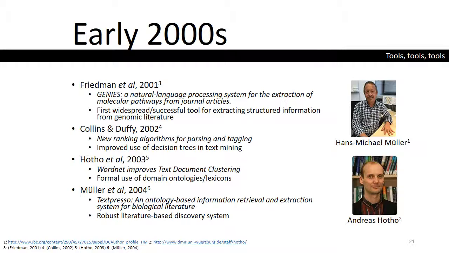Then Collins and Duffy in 2002 published a paper that tried to improve the use of decision trees, to make them faster and more efficient. And after that, decision trees became very popular and really picked up, as well as just being more efficient.